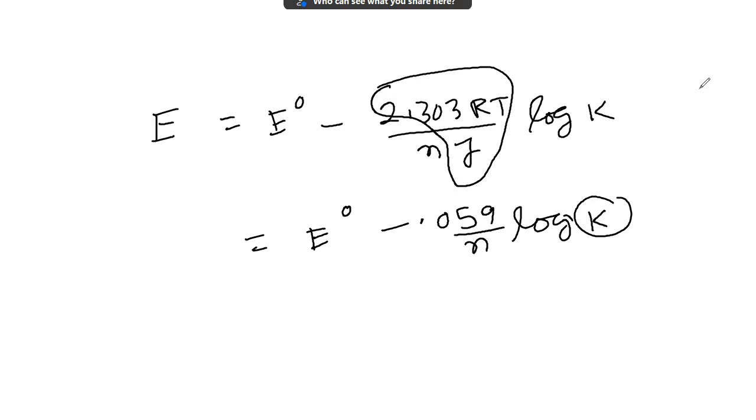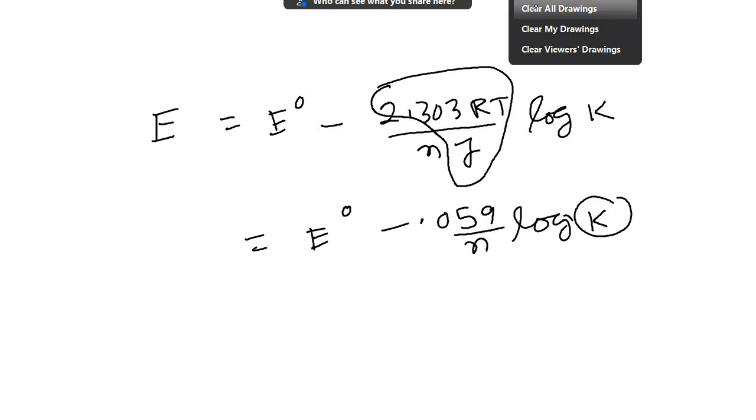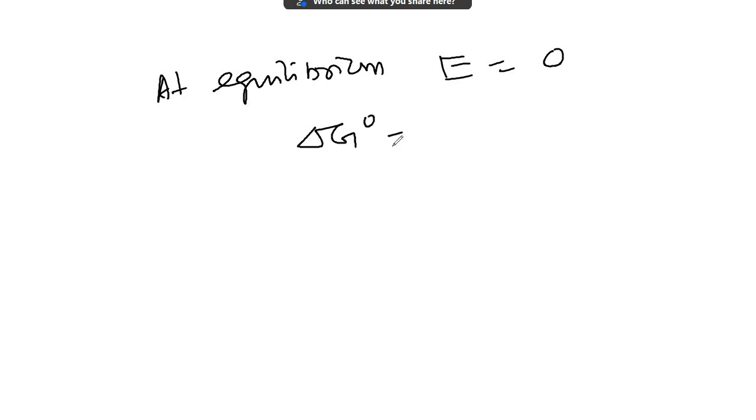Now, suppose we want to find out the equilibrium constant of a cell. How can I find out the equilibrium constant? Now see, at equilibrium, I told you EMF should be 0. At equilibrium, what do we have? Delta G naught is equal to minus NF E naught.